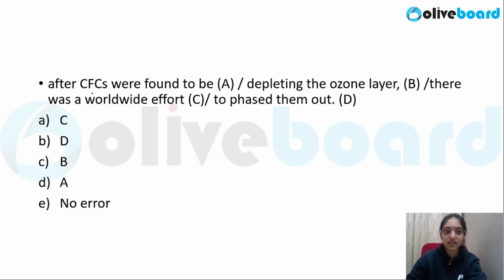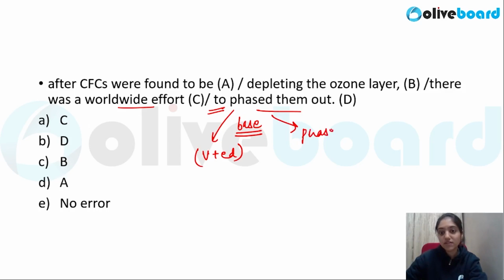Now, the next sentence says, after CFCs were found to be depleting the ozone layer, there was a worldwide effort to phase them out. Now, if you were to notice, there is an error in part D. Why? To here is an infinitive and it must always be followed by a base form of the verb. Now, phased here is a past participle, the fact that it is verb plus ed form of the verb. So, this phased must be replaced by phase in order to rectify the error in the sentence. So, we have established that there is an error in part D. So, you'll mark your answer option as B, which indicates that D has an error.